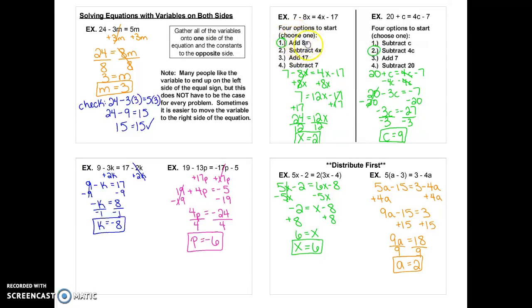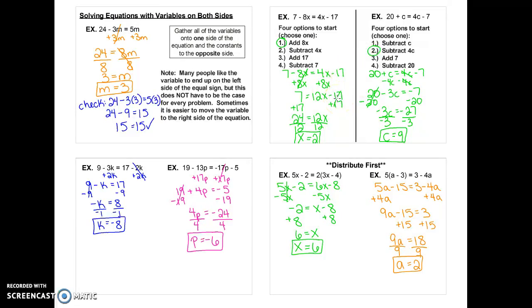We are choosing option number 1 of adding 8x. So when I add 8x to both sides, again, that's going to cancel out the 8x's on the left-hand side, which is what I wanted to happen. I wanted my left-hand side to just be constants. So I carry down my 7. Equals gets carried down as well. Don't lose that. And then 4x plus 8x is a 12x. And then I carry down my negative 17.